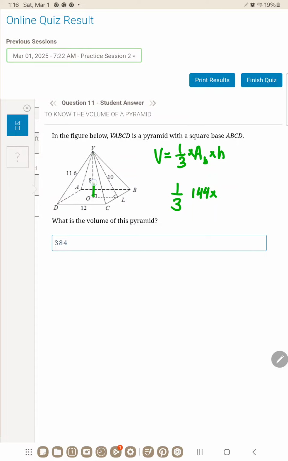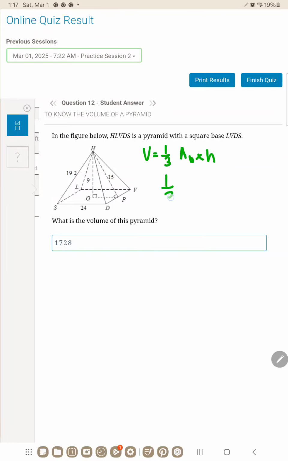So look, the height is 8, but the lateral height is 10, okay? So 8 here. So a third, 1 over 3 times 144 times 8 is 384, which is your answer. At the end of the video, I'm gonna give you all the formulas to memorize for all the shapes we need to know. Here, again, they want the volume, which is a third area of base times height.